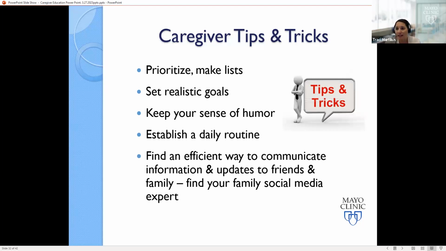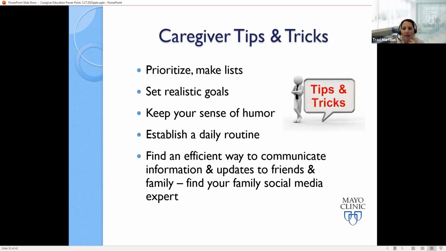Make sure that you are setting realistic goals for yourself. We don't want caregivers trying to set themselves up for failure. You want to be the very best, and we understand that, but don't set anything up that's unrealistic. Of course, keeping your sense of humor. Sometimes we just need to laugh about things, which you might think, oh, I shouldn't be laughing about this, but our sense of humor is very important. Establishing a daily routine. So when you think about the appointments, the meal times, the medications, but also it gives you a time to incorporate that self-care.